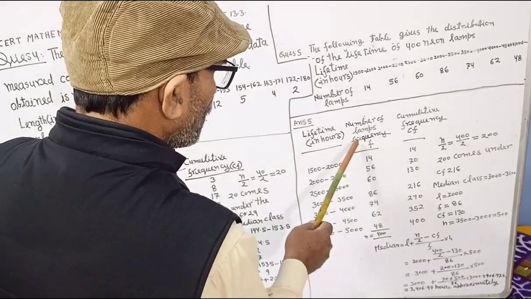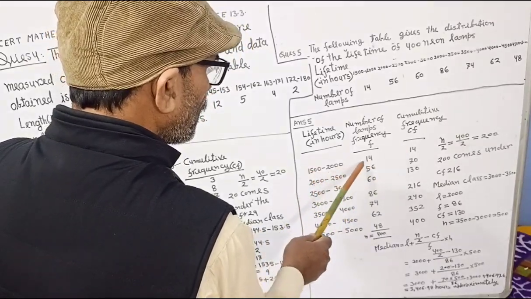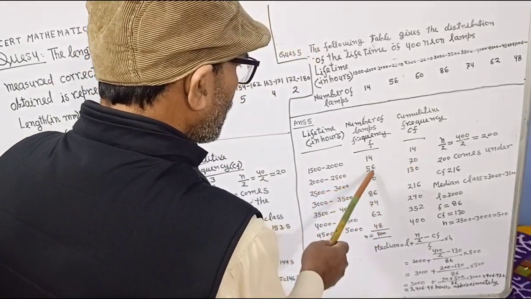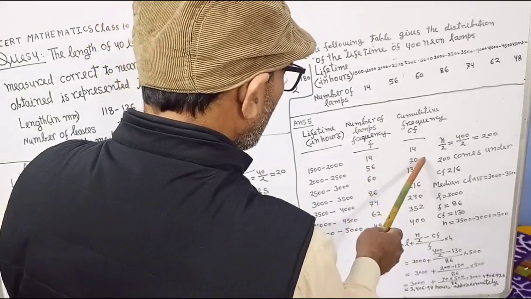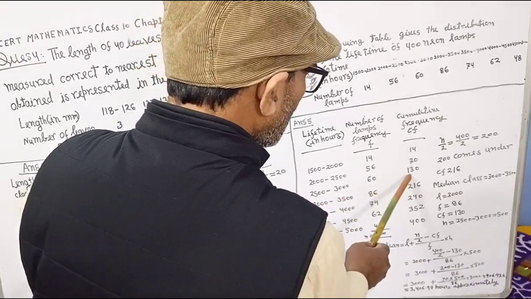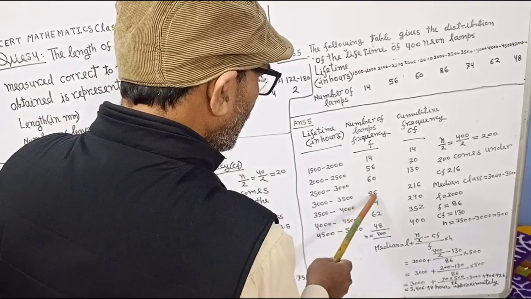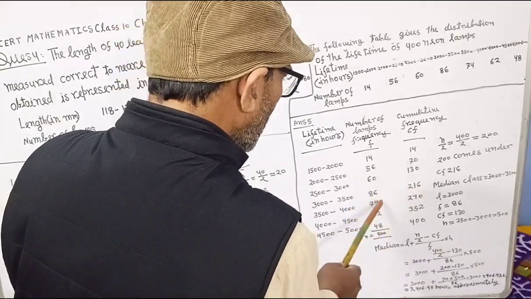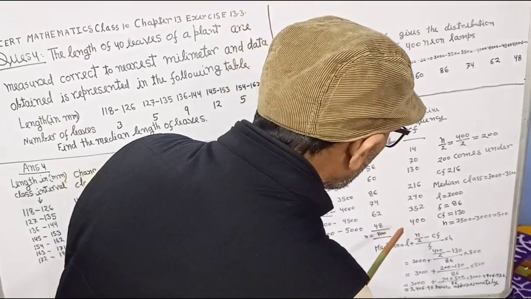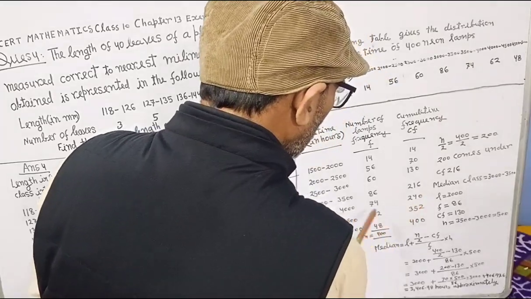Answer 5. Lifetime in hours, number of lamps, frequency f, cumulative frequency CF. 1500 to 2000, cumulative frequency is 14. 2000 to 2500, frequency is 56, cumulative frequency is 70. 2500 to 3000, 60, cumulative frequency 130. 3000 to 3500, 86 frequency, 216 is the cumulative frequency. 3500 to 4000, 74 is frequency and 290 is the cumulative frequency.